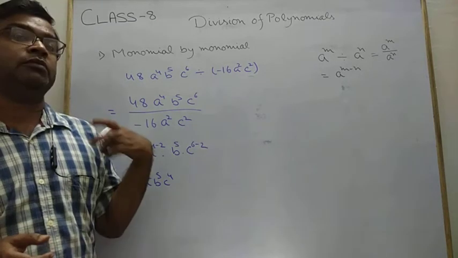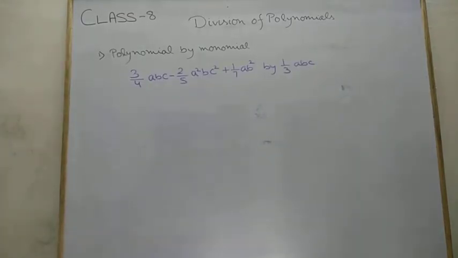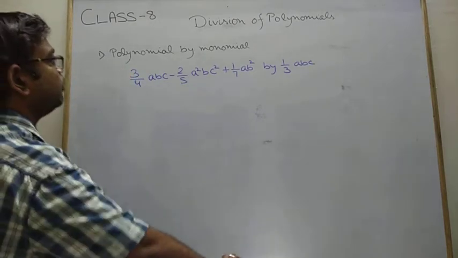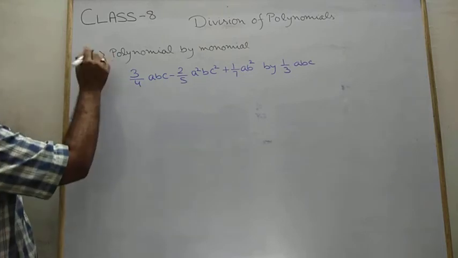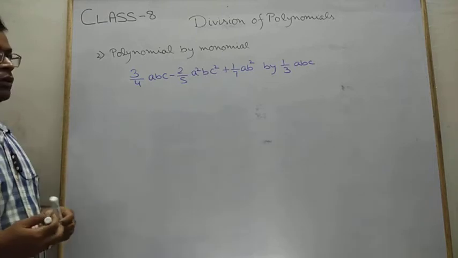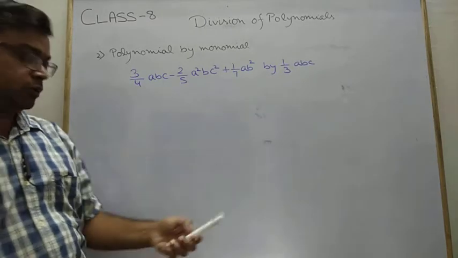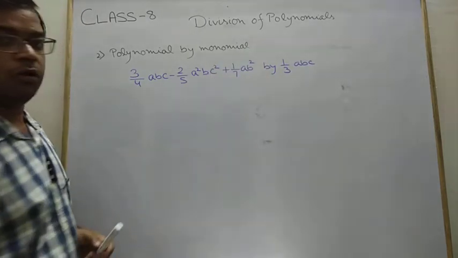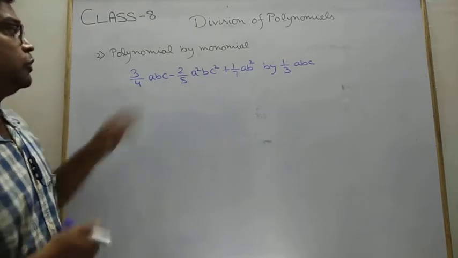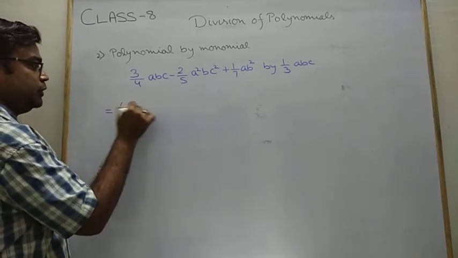Now we are going to discuss another topic. It's polynomial by monomial. Means a polynomial is given as a dividend and a monomial is given as a divisor. For this, I have chosen one question from your book, and we will discuss this one. This will satisfy all the conditions. As you know, change of sign, if there, you must change. But how do you solve this one? So first write down in mathematical form. Use bracket 3 upon 4.